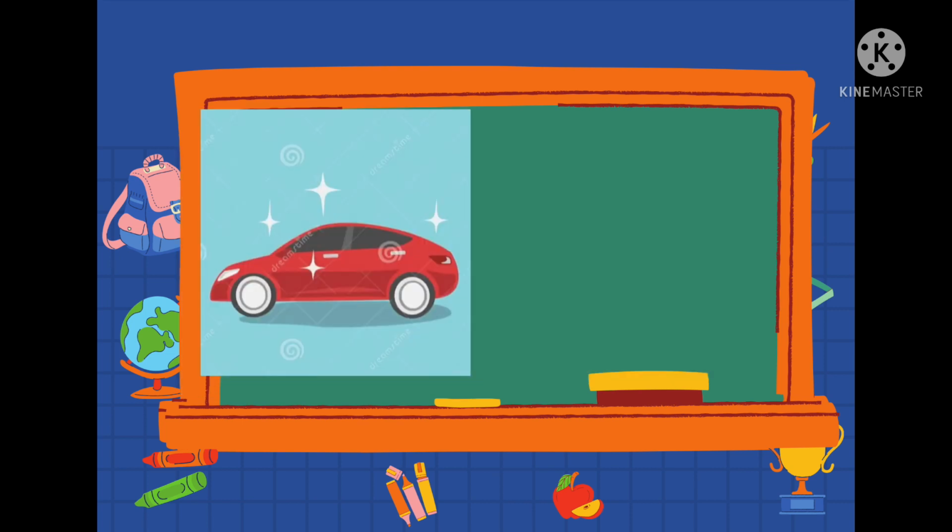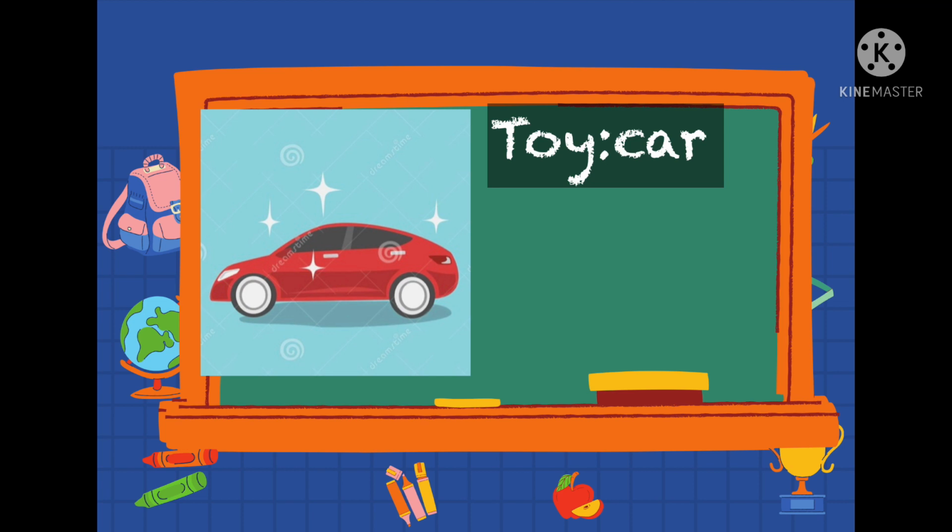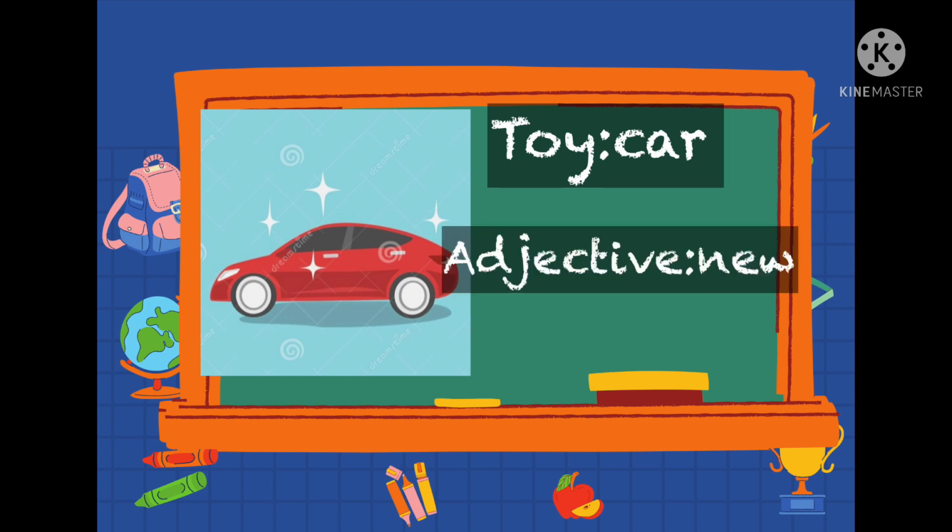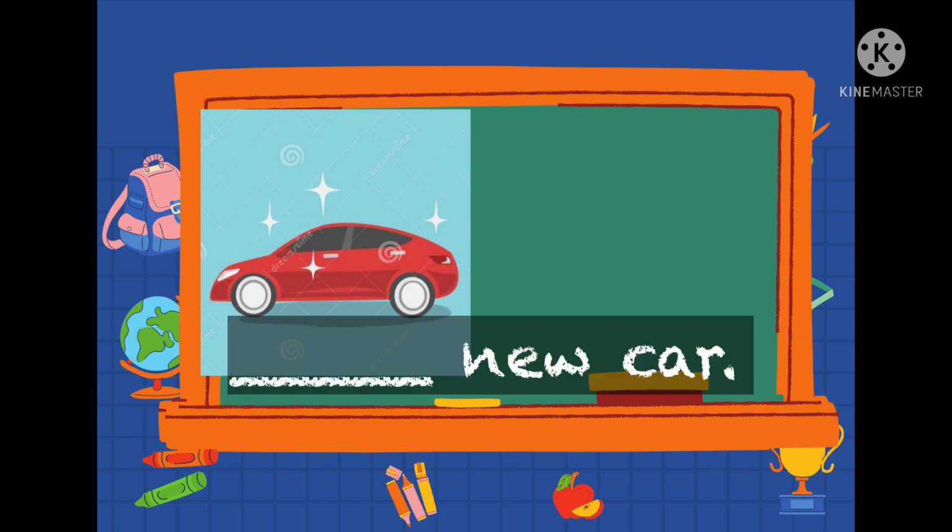Now, let's see the next toy. This is simple. It's a car. Okay. Now, the adjective is baru. In English, baru is new. So, we will say new car. New is adjective, toy is car. New car, kereta baru.